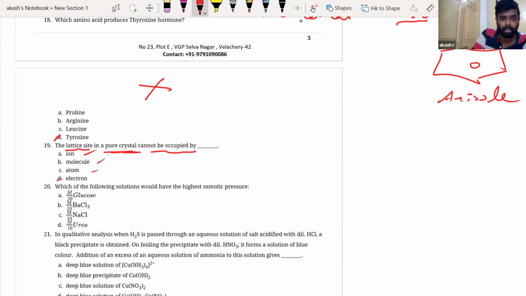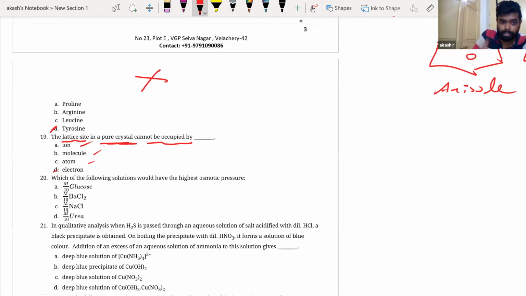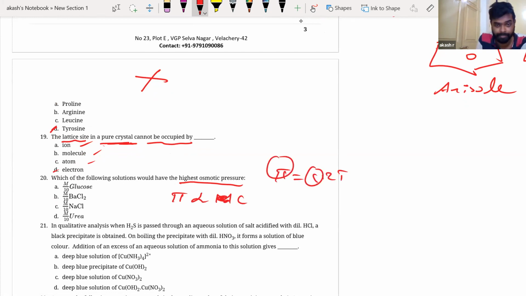Now, which of the following would have the highest osmotic pressure? Now, please understand, pi is directly proportional to M, or you can write C. Pi is equal to CRT. So more and more concentration, more and more osmotic pressure. But that is not the only criteria, people. Now, if I include the Van 't Hoff factor, pi will become i into C into R into T. So, pi is directly proportional to i.